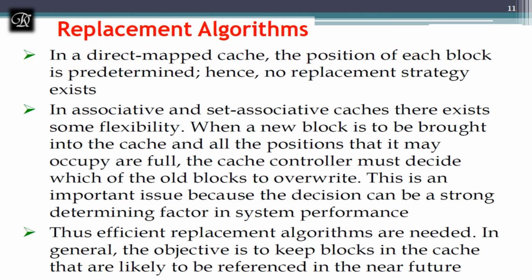But associative mapping and set associative mapping provide the flexibility of deciding where to place and how to utilize the empty spaces. This can be done with the help of the replacement algorithm. Which block in the cache memory has to be replaced, and why it has to be replaced, is the decision taken by the replacement algorithm.